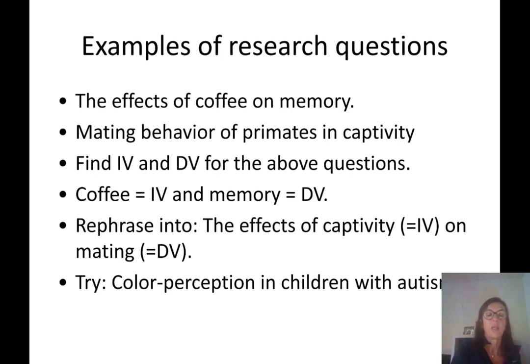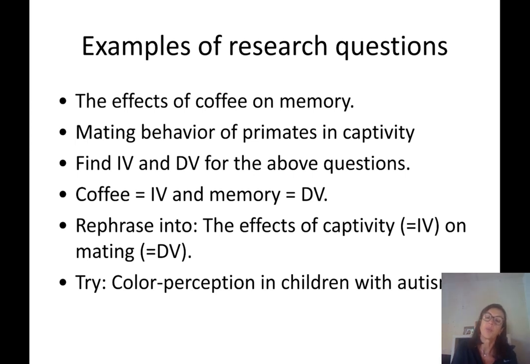So try this one. Color perception in children with autism. What is the independent variable and what is the dependent variable in this study? Color perception in children with autism. You can pause the video for a moment, rephrase it. So can I say the effects of color perception on autism? That would be weird. No, but I can say the effects of autism on color perception.